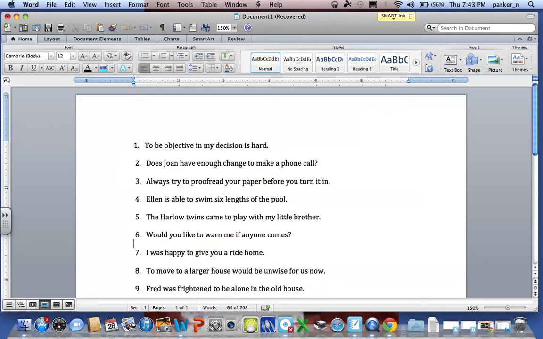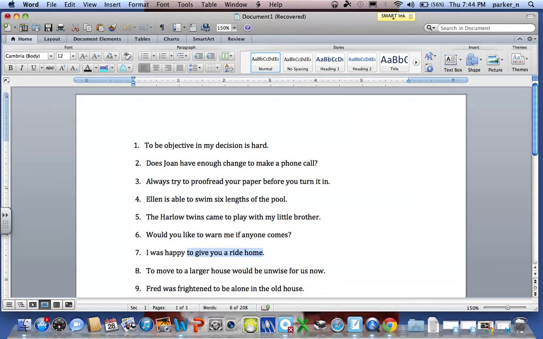Number 7, I was happy to give you a ride home. To give you a ride home is our infinitive phrase. And it's telling us about how happy I am. Why I'm happy, I guess would be a good, or how happy. Either way, it is adverbial.